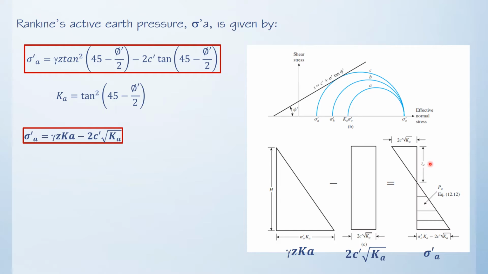So we have here the pressure diagram for the Rankine's active pressure, and note that this is the same equation. This is also a graphical presentation of the equation. So that becomes the unit weight, the vertical stress, multiplied by the coefficient, minus 2c prime, the square root of Ka, is equal to the Rankine's active earth pressure.